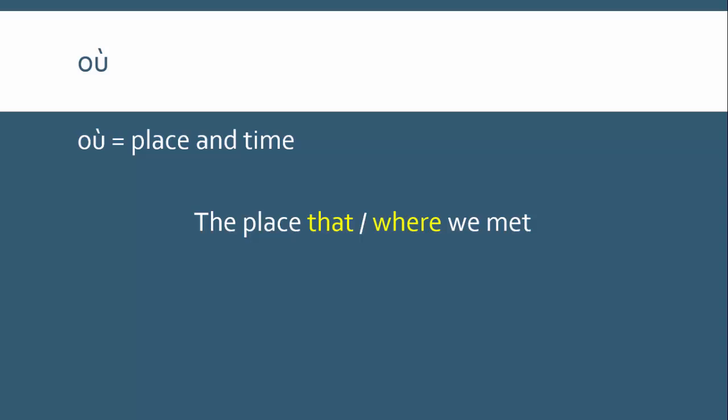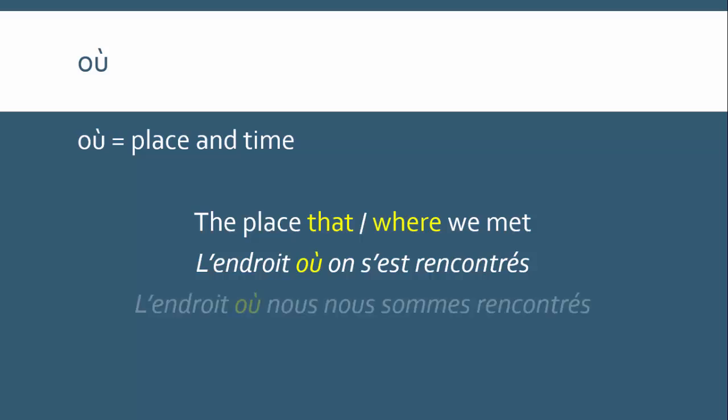Then we move on to où, which is relatively simple because it is a relative pronoun that refers to place and time. So we don't need to think too grammatically about this. We just need to remember that if we're talking about a place or a time, we use où. Okay, so for example, the place where we met is l'endroit où on s'est rencontrés, or l'endroit où nous nous sommes rencontrés, depending on how formal you want to be.